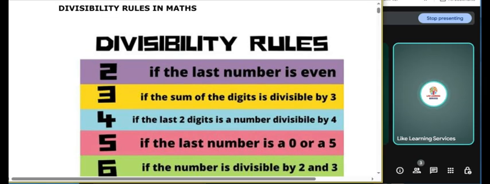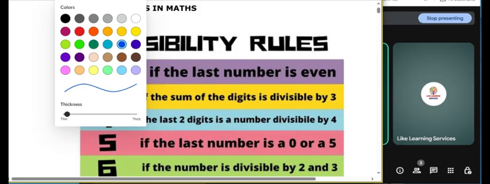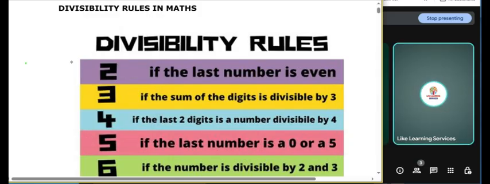For instance, how can you tell that the number is divisible by 2? Just read it out. Go ahead. How can you tell a number is divisible by 2? Go ahead and read it out. I hope you can see what I'm sharing. Go ahead. Let's work faster.